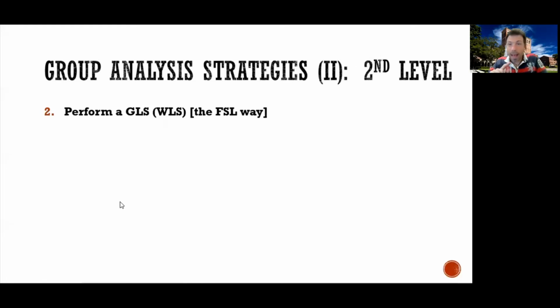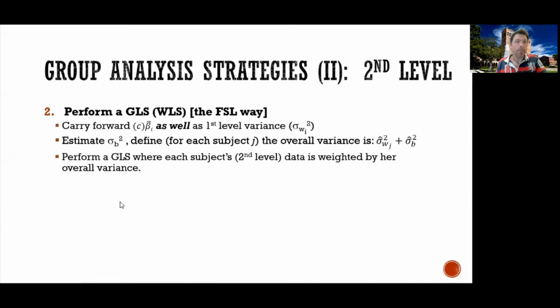And that's why FSL does things a very different way. FSL says, no, you cannot just take the betas and carry those forward. Essentially what they say is you have to take the betas, or the contrast betas, and also carry forward the variance from the first level.